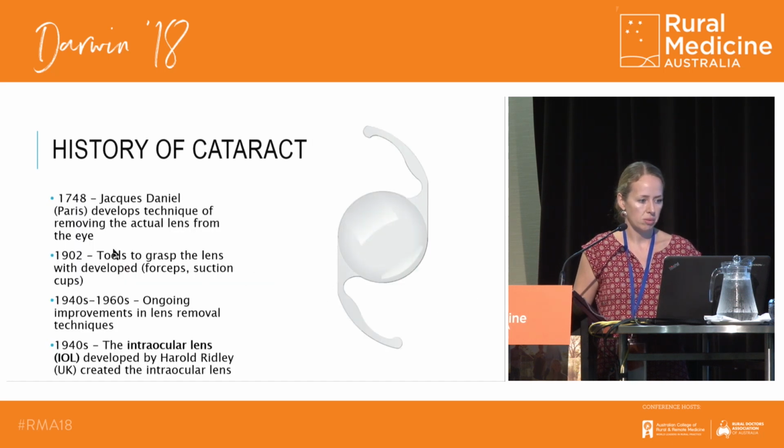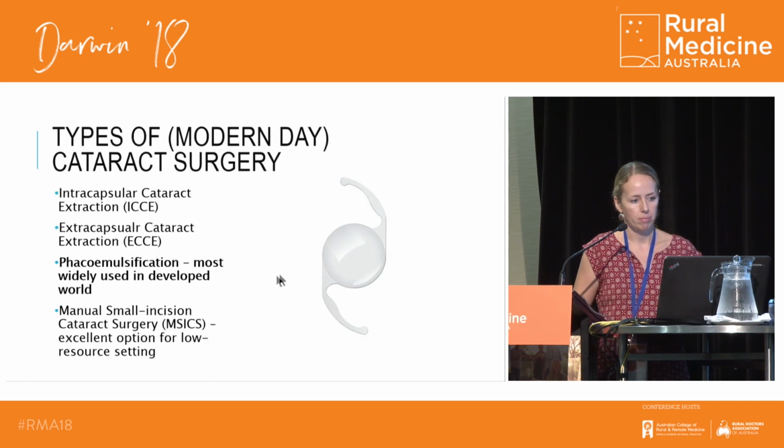Things got better as we went through the 18th and 19th and 20th centuries, and in 1940 the intraocular lens was developed, which is this one here. And that's what we do today. So you have a range of different types of cataract surgery, and for pretty much all of them you put the lens into the eye so that people don't have to wear really, really thick glasses afterwards.